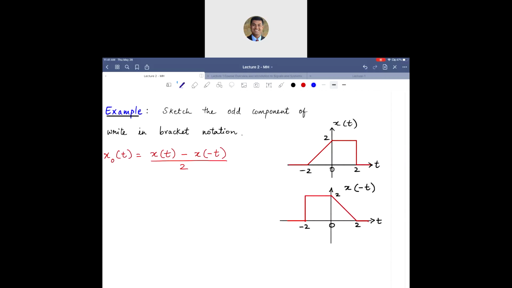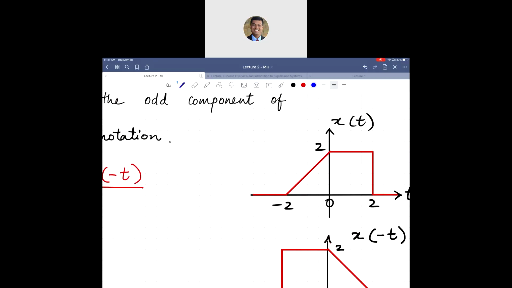Let me write the equation over here. What is the equation for x of t between -2 and 0? It is a line increasing with a slope of 2 and has a y-intercept of 2. So it will be t plus 2. And it is simply 2 over there.